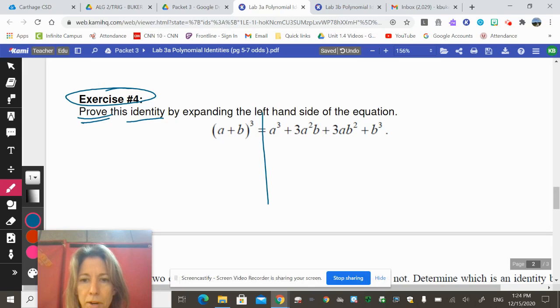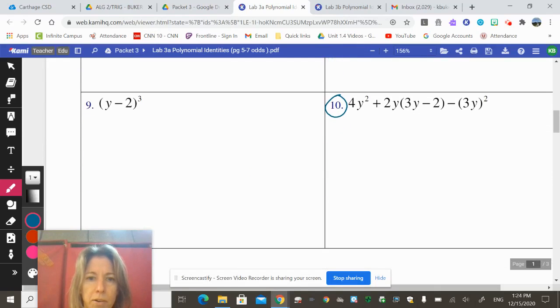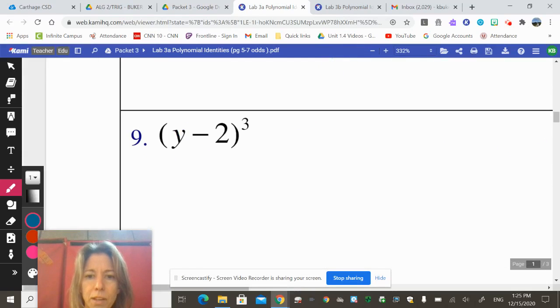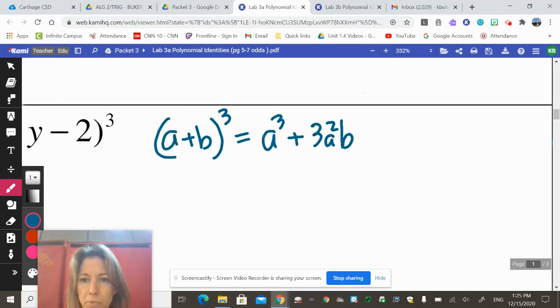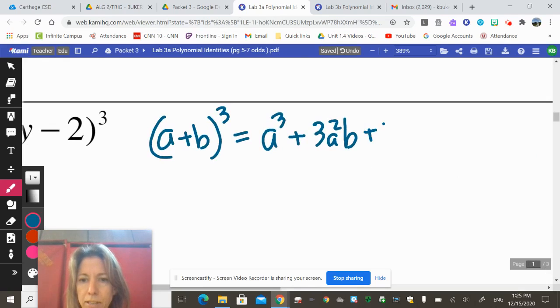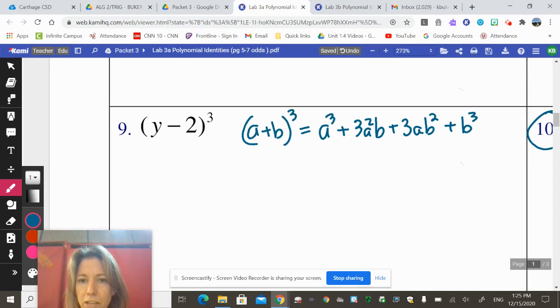I'm also going to talk about this identity. I'm going to go back to page 5 because there was an example like this on your homework. I'm going to talk about number 9, any binomial cubed. They write it as (a + b) cubed, which can represent any binomial cubed, is equal to a cubed plus 3a squared b, plus 3a b squared, plus b cubed. This is the identity if you want to memorize it, and it'll save you some work.